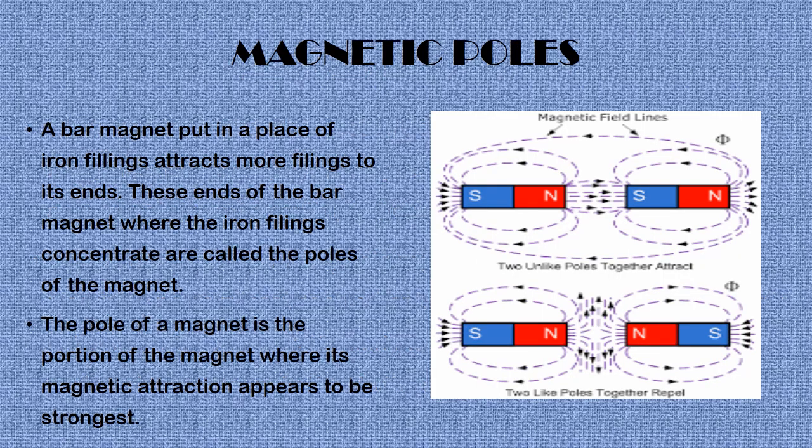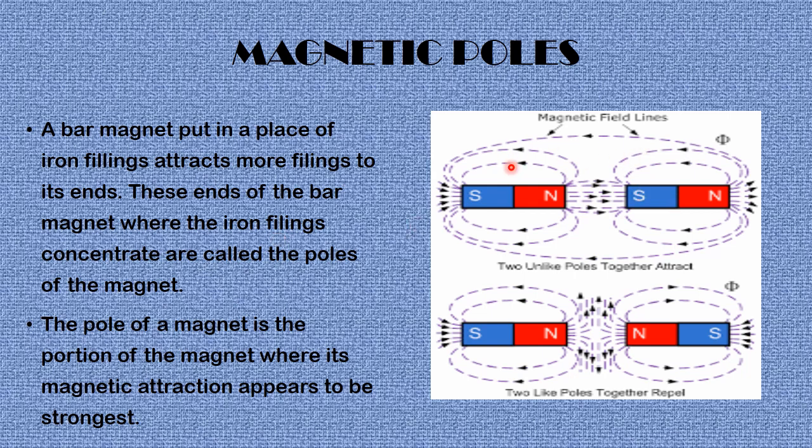Now moving on to magnetic poles. What are magnetic poles? A bar magnet put in a place of iron filings attracts more filings to its ends. These ends of the bar magnet where the iron filings concentrate are called the poles of the magnet. The pole of a magnet is the portion of the magnet where its magnetic attraction appears to be strongest.